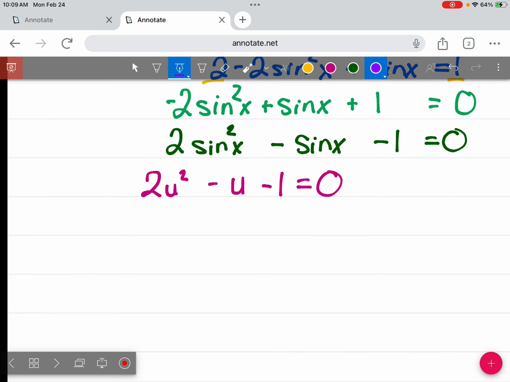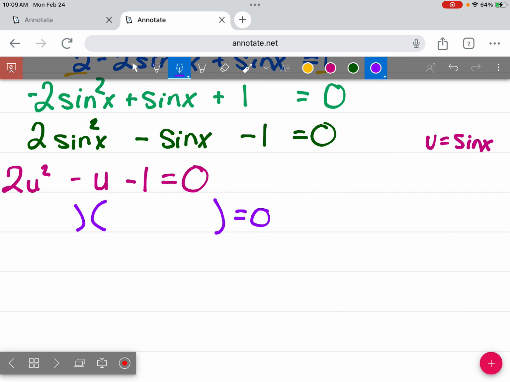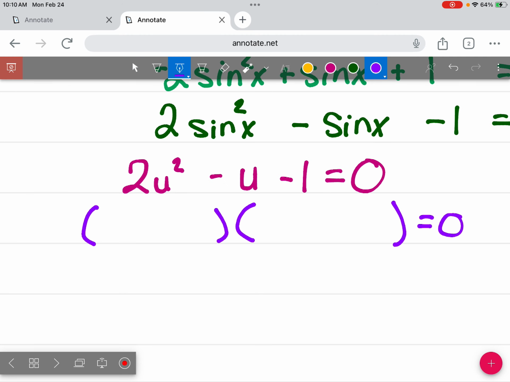Factor it. Whatever method you choose to factor. We have lots of choices when it comes to factoring. You can box it, you can split the middle, you can bottoms up, lots of choices. On the answer key, I did show the box method version of it. Because we should wind up with factors of u minus 1 and 2u plus 1.